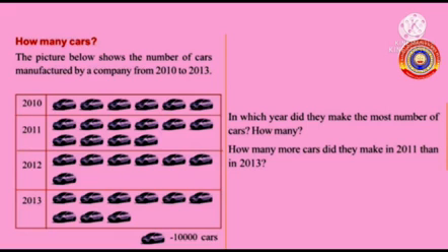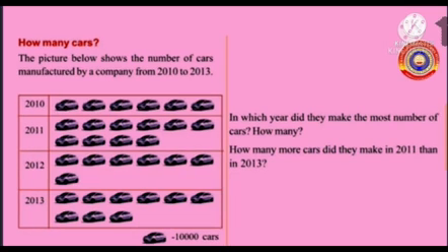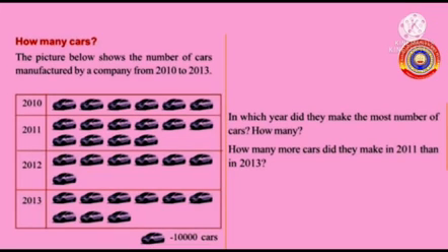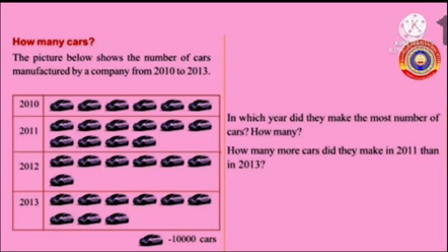First activity, how many cars? The picture below shows the number of cars manufactured by a company from 2010 to 2013. Below this picture, it is given in the question that the picture of a car represents 10,000 cars. Children, let's do some questions based on this pictogram. First question, in which year did they make the most number of cars and how many? Next, how many more cars did they make in 2011 than in 2013?